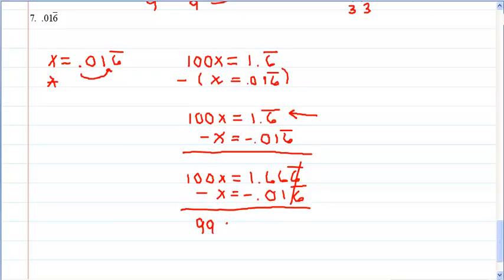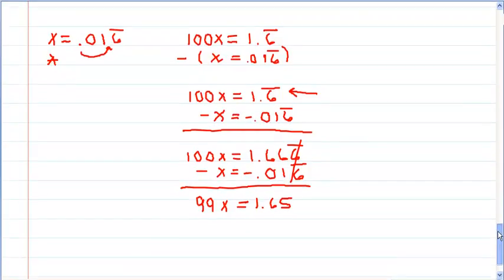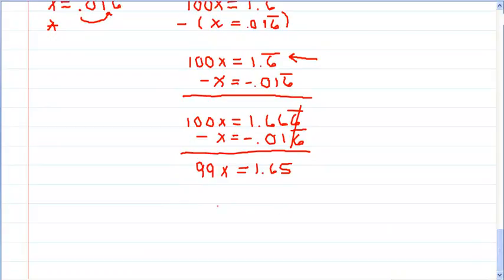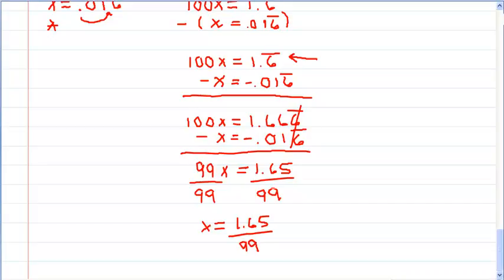So I have 99x equals 1.65, and I divide both sides by 99 so that I get x is equal to 1.65 over 99. And then I want to move my decimal point over 2 places, so I add 2 zeros, and I have x equals 165 over 9,900.